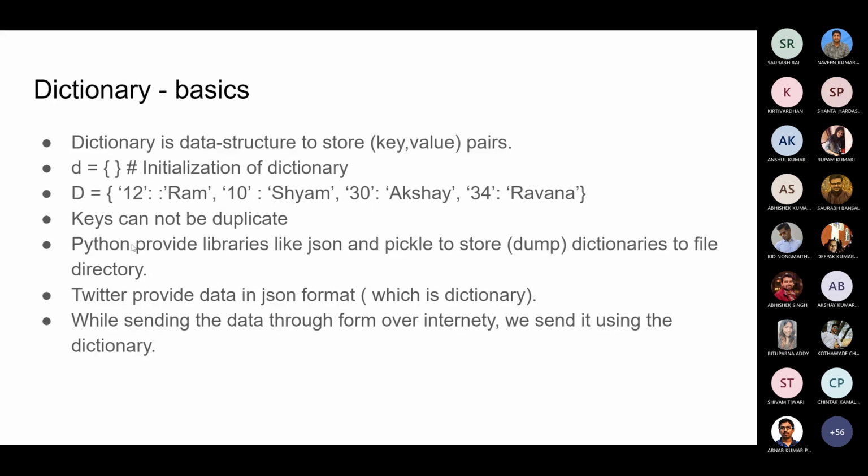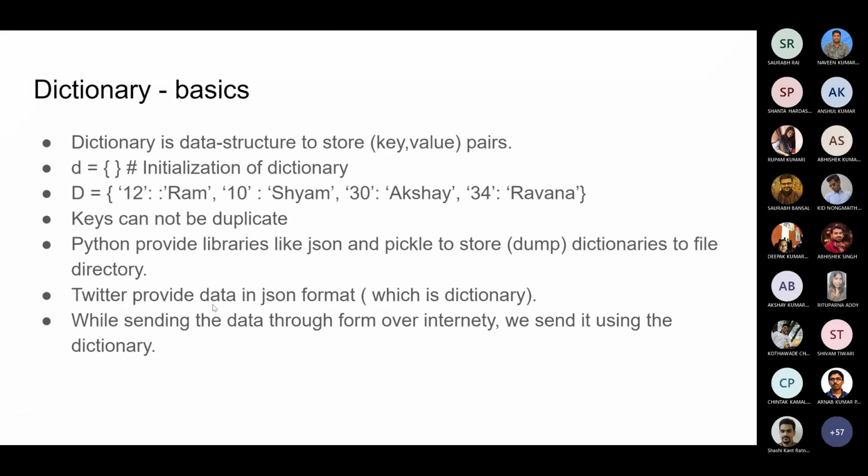So keys can't be duplicates. And in the value we can have a complex structure like a list, tuple, or again a nested dictionary, and so on. Python provides libraries like JSON and Pickle to store, dump, or read dictionaries to or from files directly.